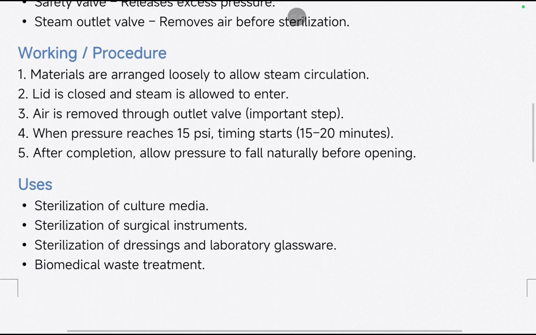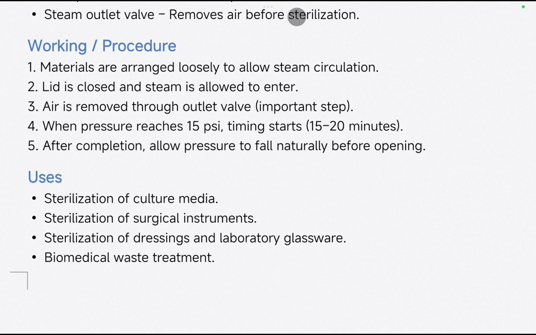How does it work? See, materials are arranged loosely to allow steam circulation. The lid is closed and steam is allowed to enter. Air is removed through the outlet valve, which is very important. Otherwise, the steam under pressure principle would not work. When the pressure reaches 15 psi, timing starts. When the process has been completed, we allow the pressure to fall naturally before opening. Otherwise, there can be chances of mishap.